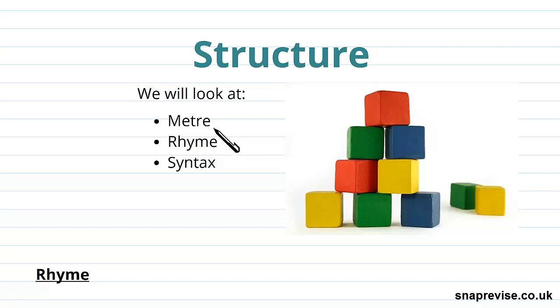And welcome to part 2 of this video on an introduction to poetry. Continuing on from the previous video, we're now going to look at some of the elements of structure that we might find in poetry. First, we're going to look at metre, then we're going to look at rhyme, and then finally we're going to look at syntax.